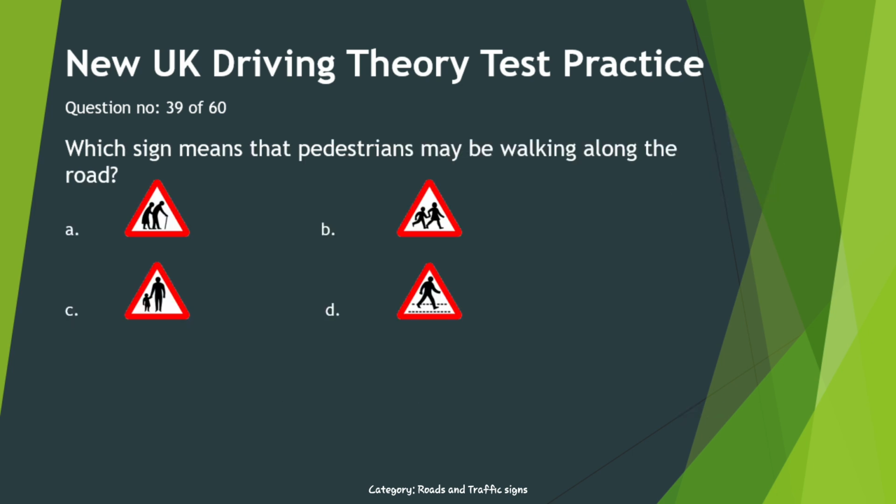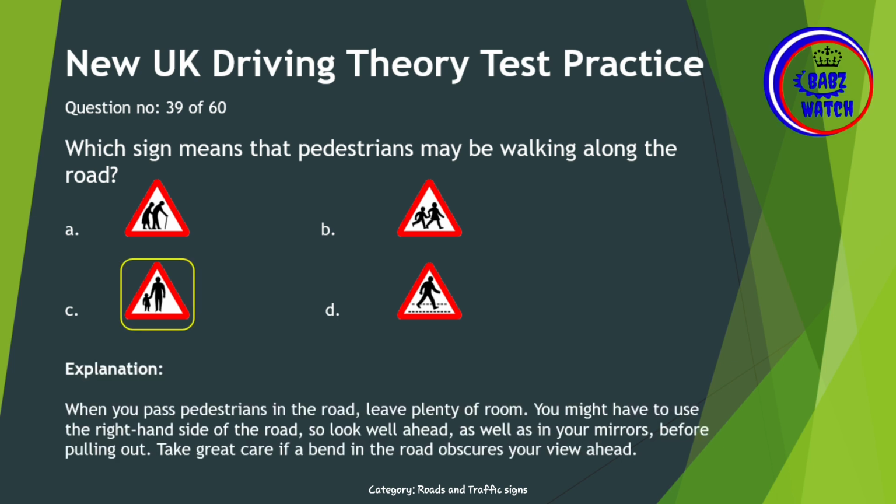Question 39 of 60. Which sign means that pedestrians may be walking along the road? The correct answer is C. Explanation. When you pass pedestrians in the road, leave plenty of room. You might have to use the right-hand side of the road, so look well ahead, as well as in your mirrors before pulling out. Take great care if a bend in the road obscures your view ahead.